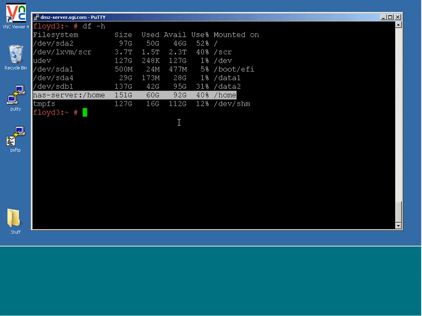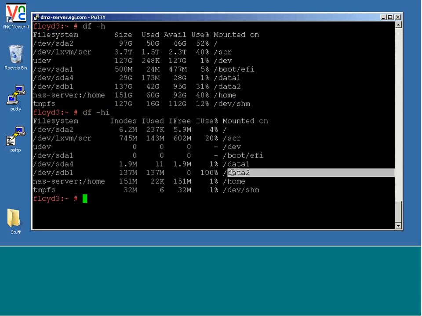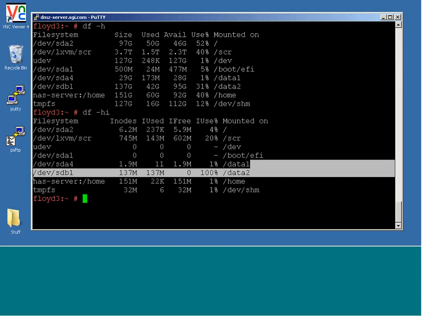I better check something else here as well, df -hi. Notice I do have a file system here that is in an out-of-inode situation. 137 million inodes on that file system.